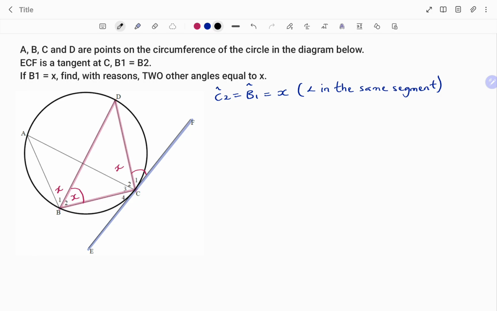So therefore, my angle B2 is the same as my angle C1, which is equal to x. I'm going to put that in the diagram. This is also equal to x. And the reason being, that's the tan chord theorem.